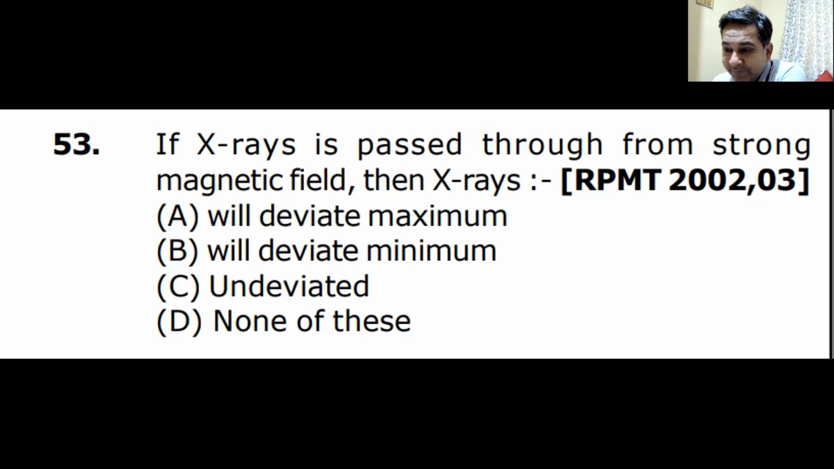Option A, sir, will deviate maximum. If X-rays are passed through a strong magnetic field, then X-rays will deviate maximum, deviate minimum, undeviated, none of these. Yes, bacha. What is the answer? Will deviate maximum, sir. That is the wrong answer. Undeviated. They do not have any charged particles. I've already given you the characteristics. So the answer is option C.